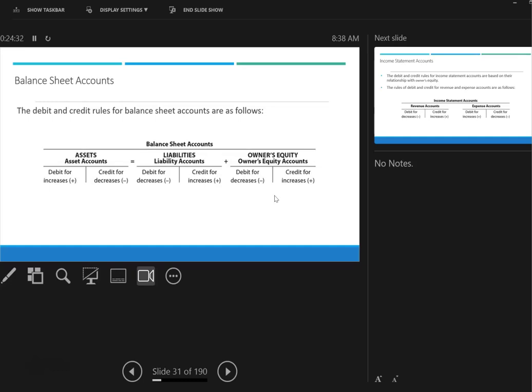Okay? Now with liabilities and owner's equity, to increase a liability or to increase an owner's equity, we credit it. But to decrease a liability or an owner's equity, we're going to debit it. This is a really helpful sheet to keep when you're doing homework or your quiz, to keep this on the side, just until it sinks in.